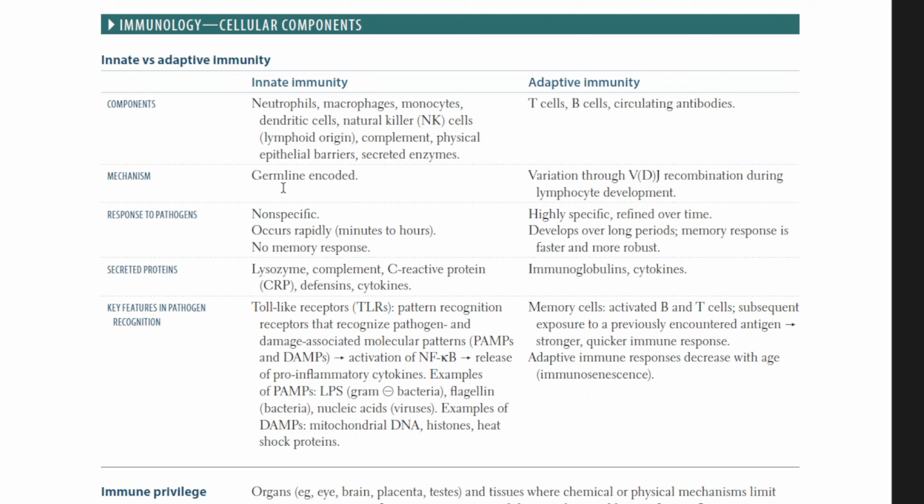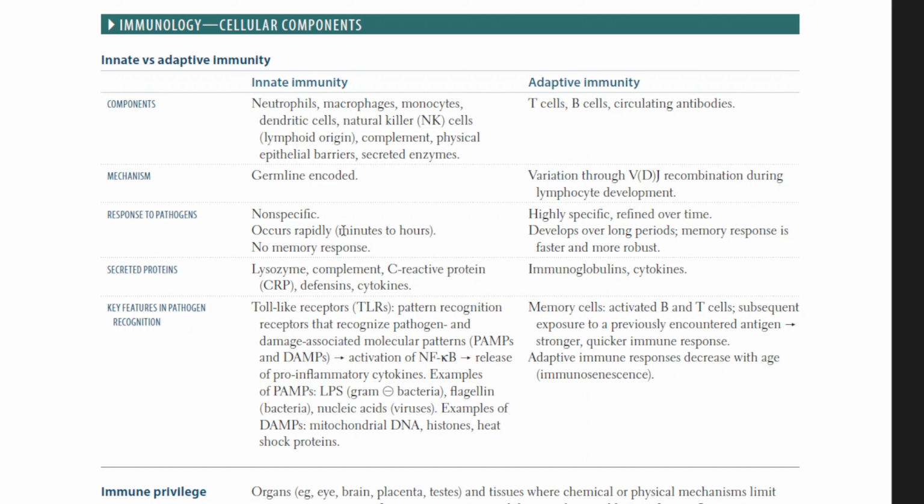So the mechanism of action is germline encoded. Germline encoded, so you are born with that. Germline encoded refers to the genetic information passed down through the germline, the line of reproductive cells that produce the sperm and eggs. So you inherit that. This means the genetic information is inherited from parents and present in all cells of the offspring. So the response to pathogens is non-specific.